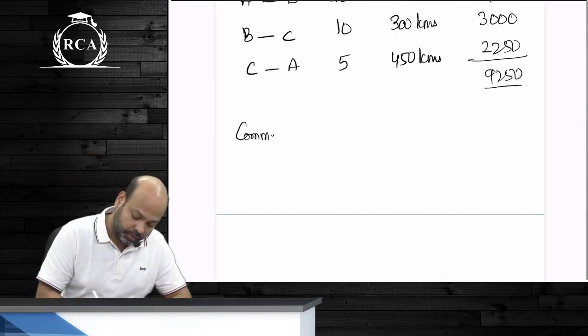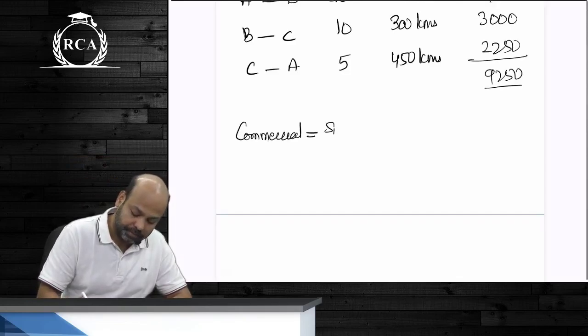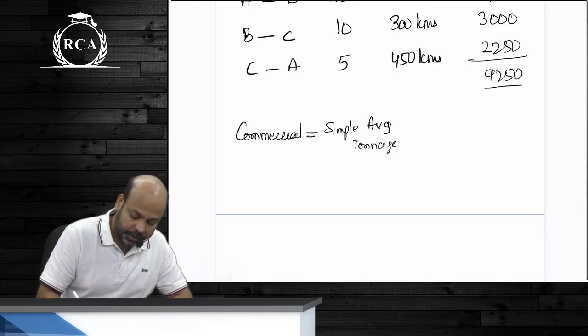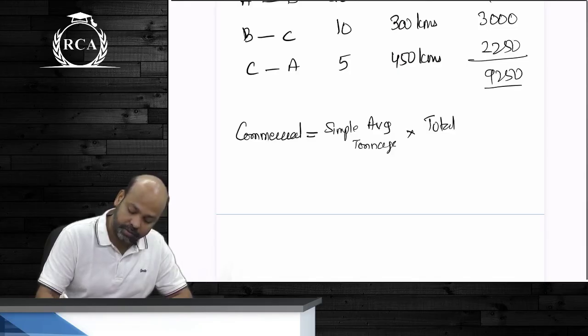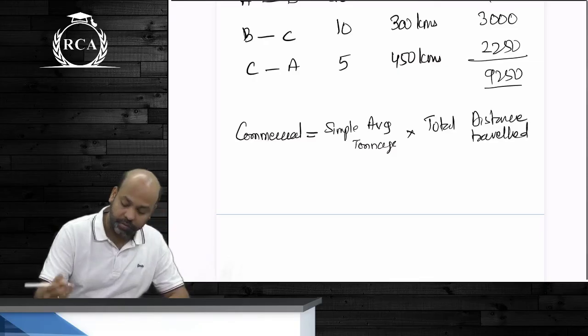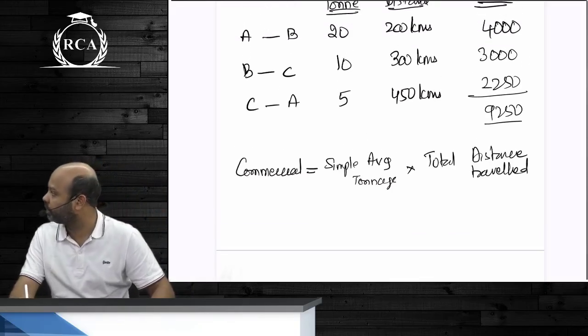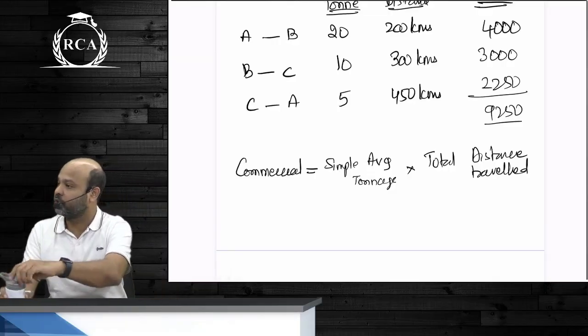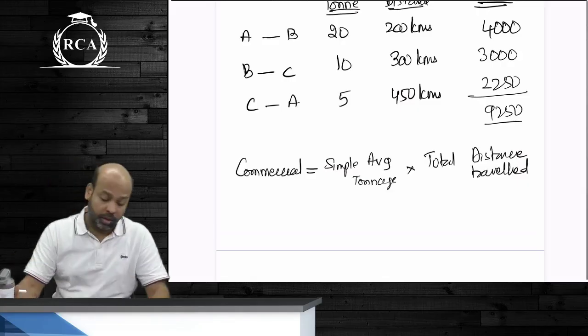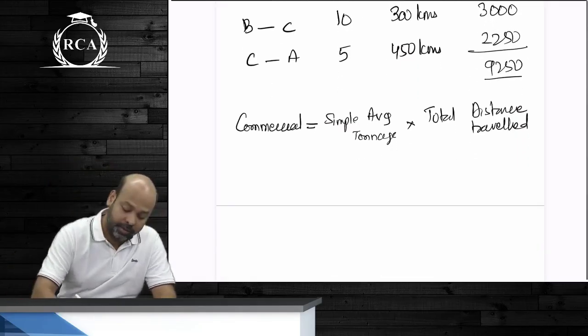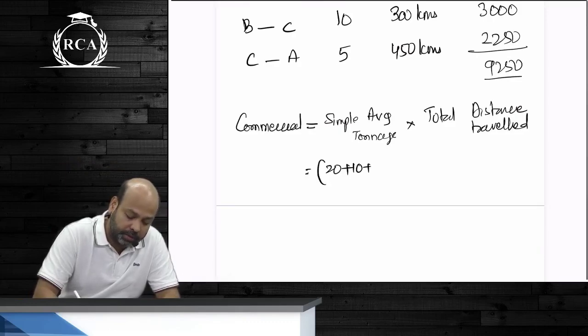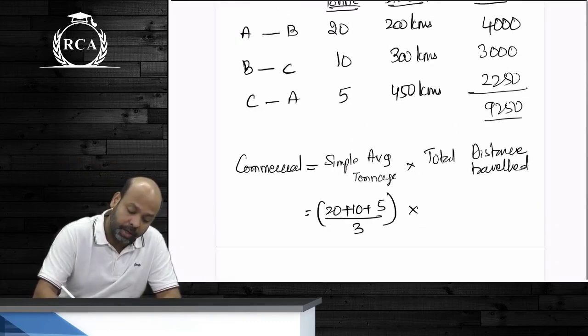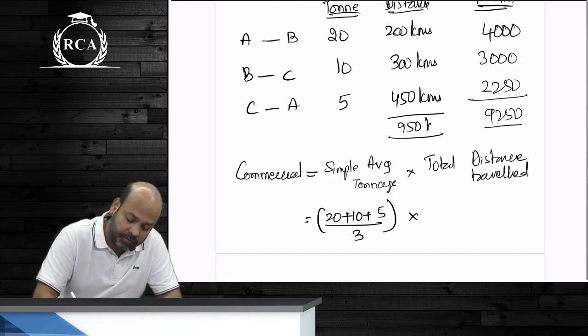Commercial ton kilometers is simple average tonnage multiplied by the total distance traveled. You will not get it as 9250. Simple average of tonnage multiplied by total distance traveled is a different story. We do not normally use commercial ton kilometers. How will the simple average of tonnage be computed? It will be 20 plus 10 plus 5 divided by 3, multiplied by a total distance of 950 kilometers.